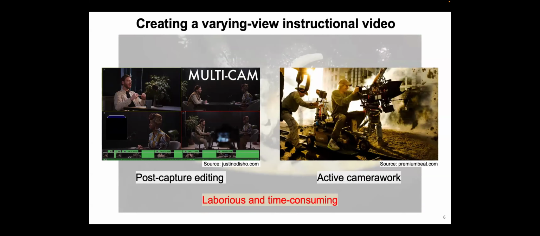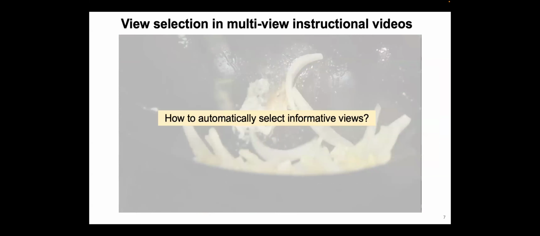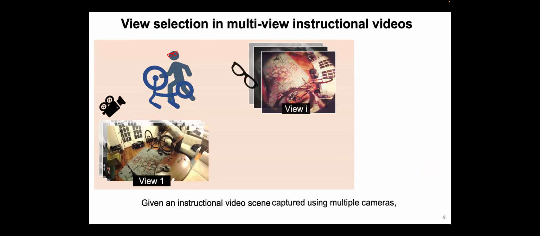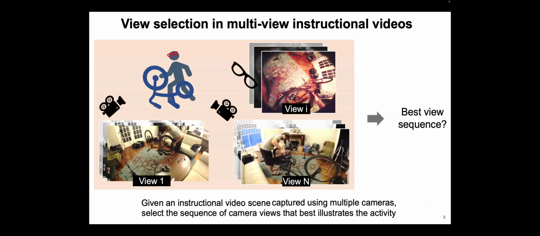However, both these processes require manual effort, and as a result, they are laborious and time consuming. This naturally raises the question of how to automatically select the most informative view sequence for making such a video. To answer this question, we tackle the task of view selection in multi-view instructional videos. In this task, given the video of an instructional activity captured using multiple cameras, the goal is to select the best camera view at each point in the video, such that the chosen views illustrate the ongoing activity most clearly at all times.